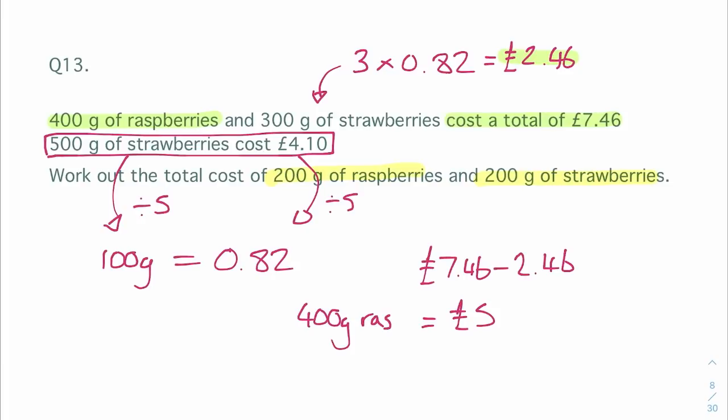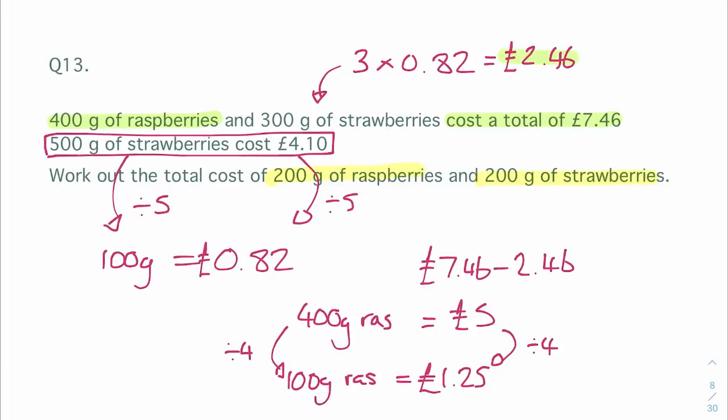So if we want to know 100 grams, we'd do exactly the same method as we did before, but now we're going to divide by 4. So if we divide that by 4, both sides, we get 100 grams of raspberries is going to equal whatever 5 divided by 4 is, that's £1.25. So there we go, 100 grams of raspberries is £1.25. So we had the original one, which is 100 grams of strawberries is 82p, and 100 grams of raspberries is £1.25. So no matter what we've been asked for now, we're going to be able to work out the cost.